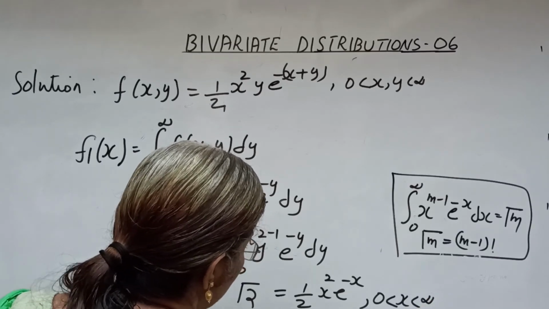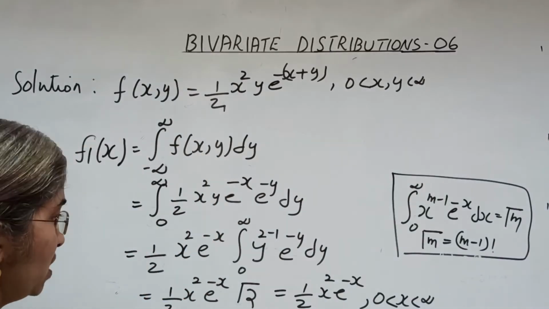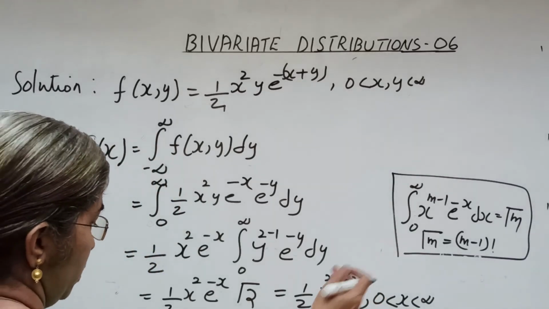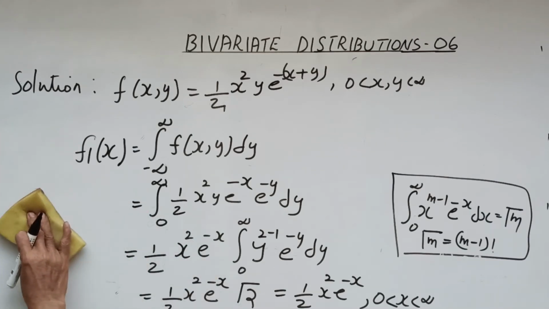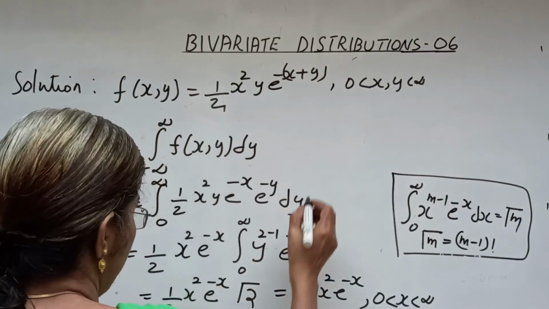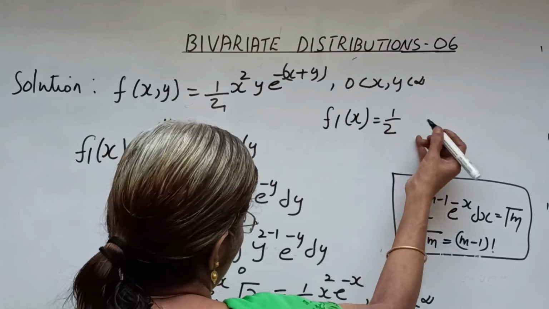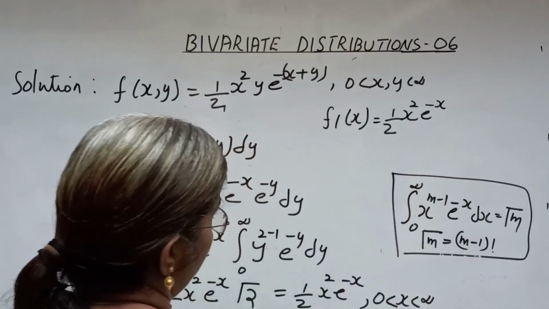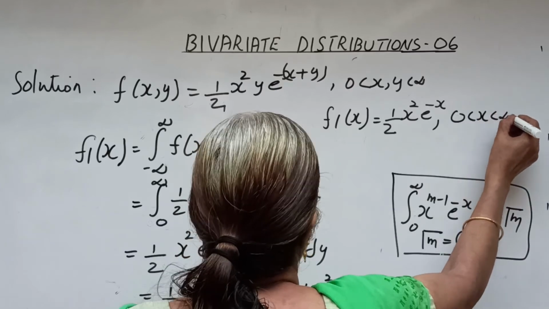Since gamma 2 equal to 1 factorial. Gamma m, as I have already written, if m is a positive integer, gamma m equals m minus 1 factorial. Let me write f1x as what we have obtained: the function 1 by 2 x square e raised to minus x. And for x the limit is 0 to infinity.